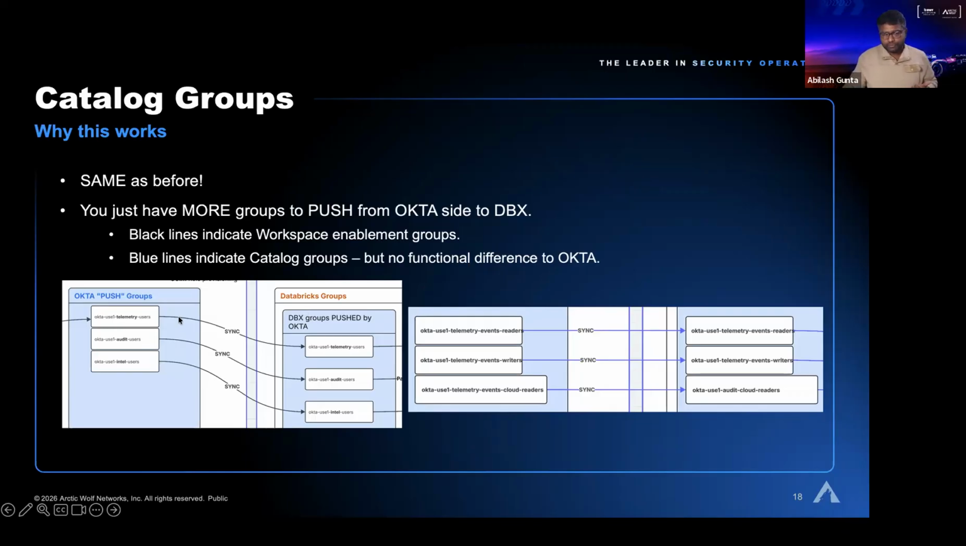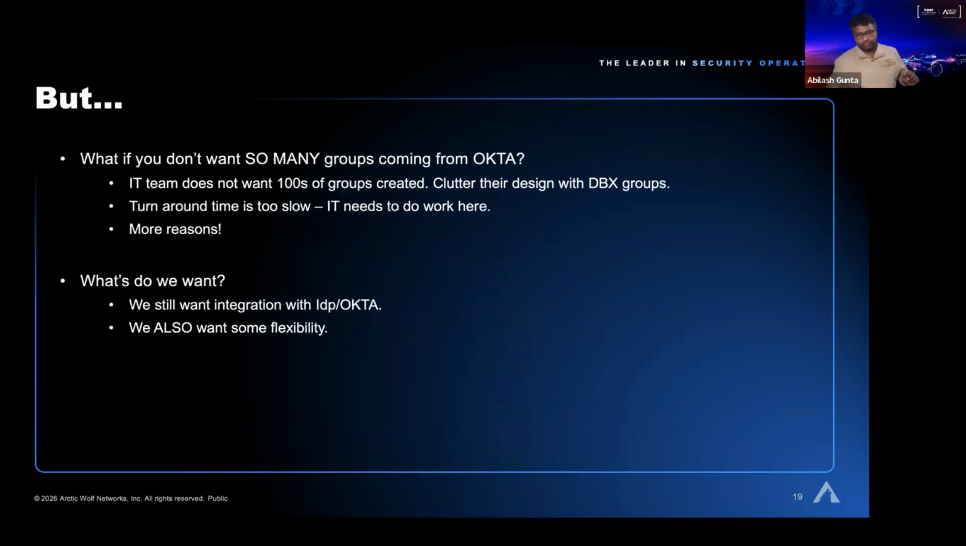In the previous diagram, the black lines were indicating the push groups, the workspace groups. The blue lines were indicating the catalog groups. Does this work? Yes, it works. The only problem is, what if you don't want so many groups coming from a different system like Okta, right? It's a good thing based on what we've seen so far, but maybe, and these are real practical problems, maybe the IT team does not like this pattern because they manage governance for the whole of the enterprise. Maybe they don't like this pattern of creating hundreds of groups. Maybe that's not the design they prefer. Maybe they just want to create one group per one team, right?